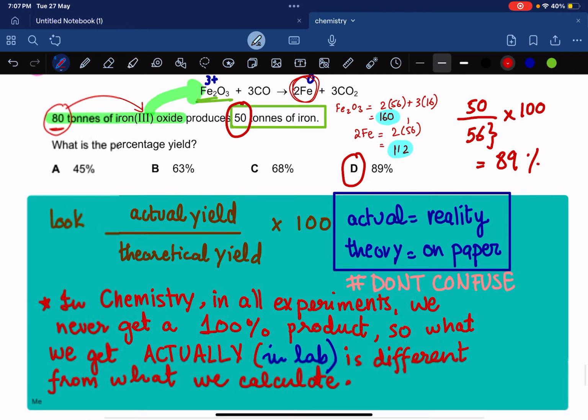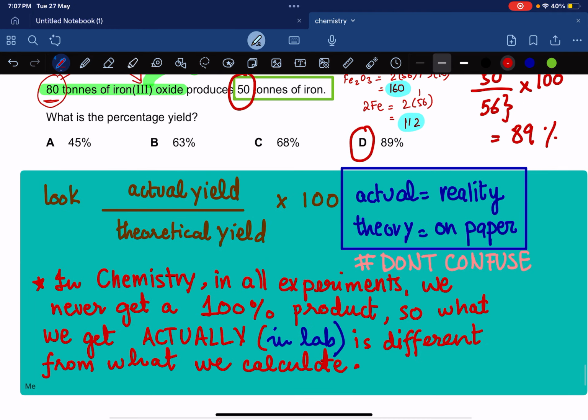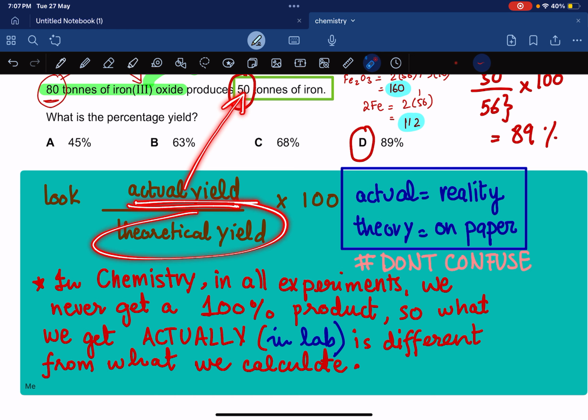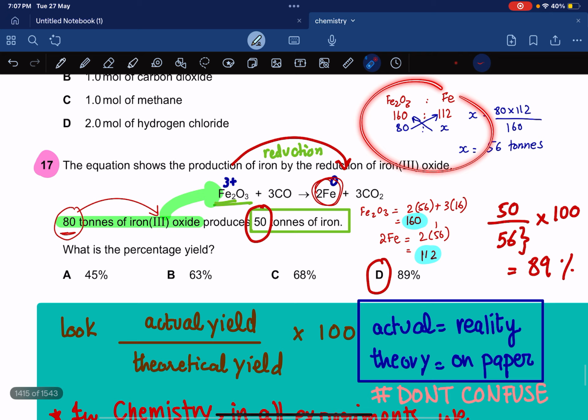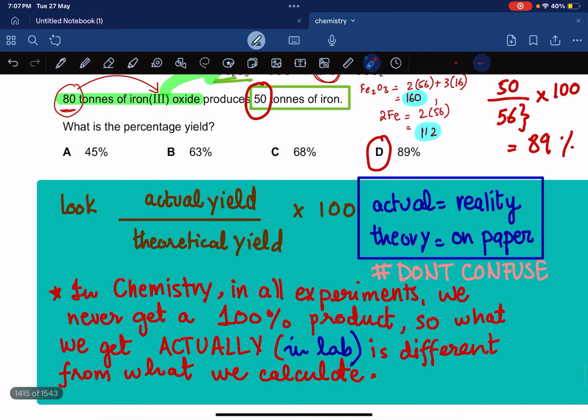And that's the key concept in this experiment, in this question. What's the key concept? The actual yield upon your theoretical yield, times 100. Actual yield is the yield you get in the laboratory, or when you do the experiment, and theoretical yield is the yield that I got on paper, which was 56. Actual yield is the yield you get in reality. Theoretical yield is the yield you get on paper. That's very important. People confuse what's the actual and what's the theoretical. You just need to keep in mind: actual, what I do; theoretical, what is on paper.